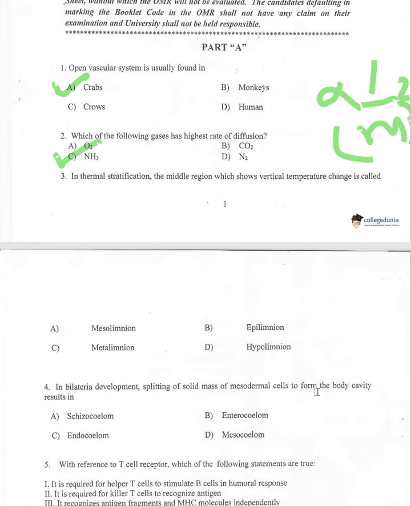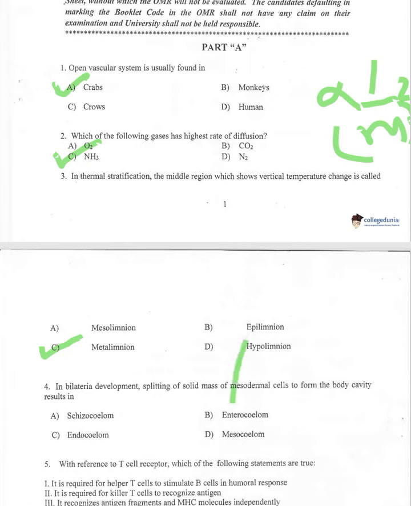Question number 3. In thermal stratification, the middle region which shows vertical temperature change is called: A. Mesolimnion, B. Epilimnion, C. Metalimnion, D. Hypolimnion. The correct answer is option C, metalimnion. In thermal stratification, the first layer is the epilimnion, the next is the metalimnion, and the third one is the hypolimnion. So the middle region is the metalimnion.